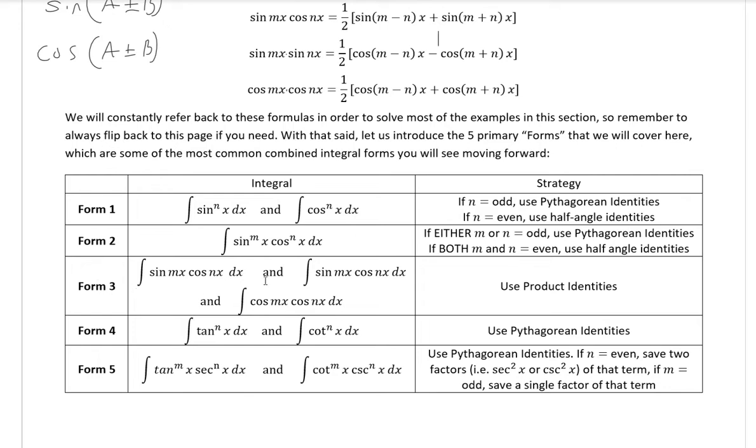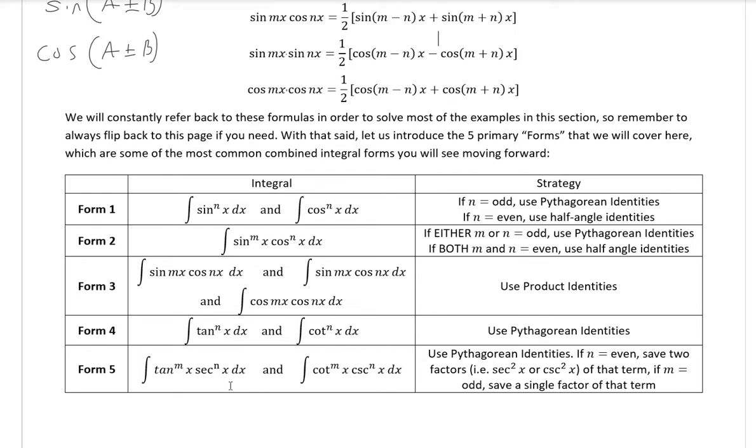Form 3 is sine times cosine with no powers, but with some amounts of m or n, so some amounts of x in sine and cosine, like sine of 2x times cosine of 3x. Form 4 will be tangent or cotangent taken to a power, and Form 5 will be tangent times secant, each taken to a power, or cotangent times cosecant, each taken to a power.